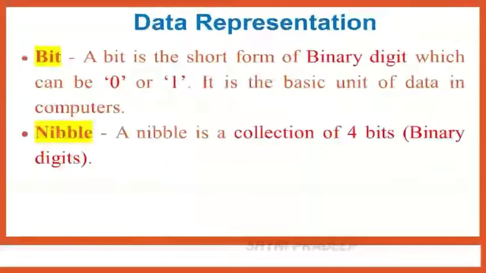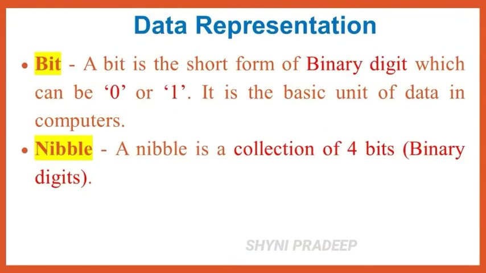So what do you mean by bit? Bit is nothing but the short form of binary digit which can be 0 or 1. It is the basic unit of data in computers. So what do you mean by nibble? Nibble is nothing but collection of 4 bits. Collection of 4 binary digits is called as nibble.